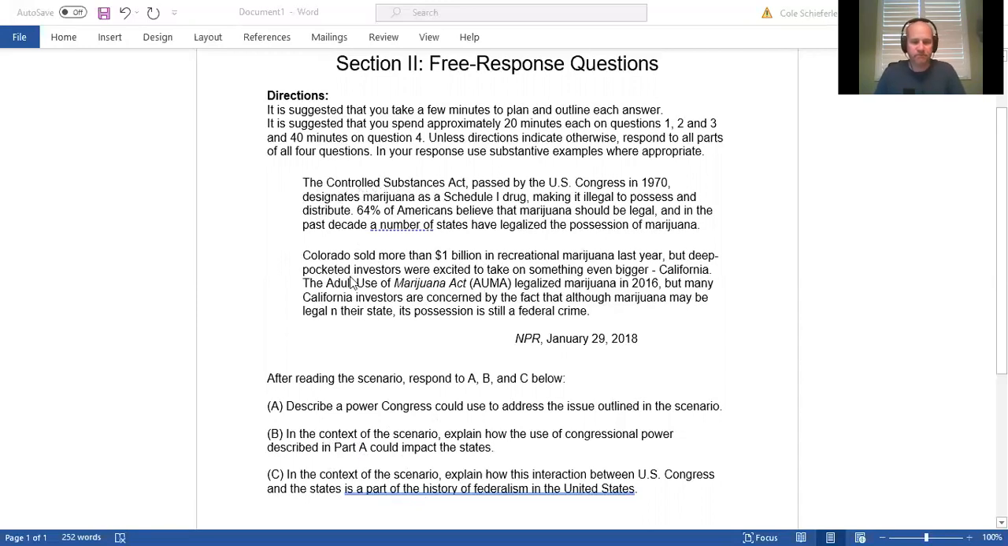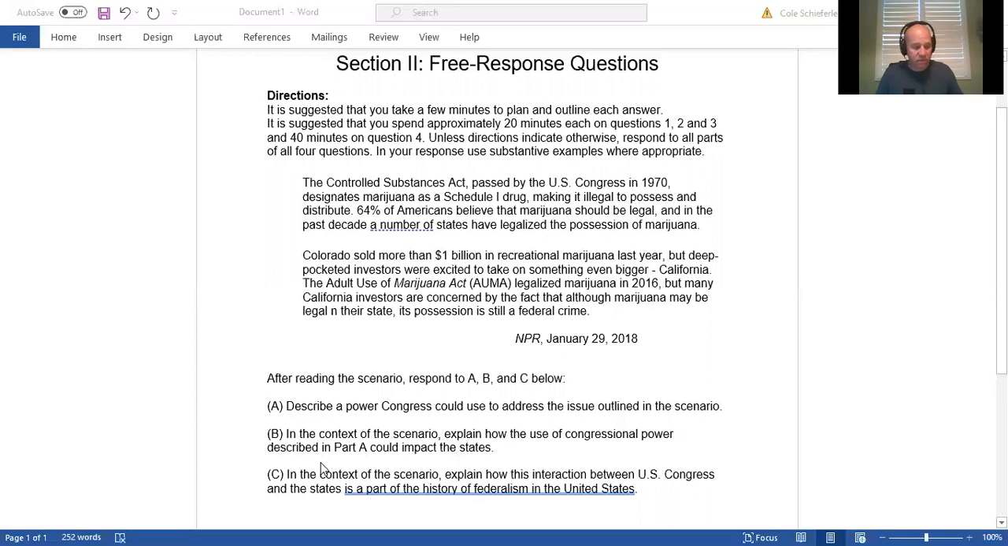The first thing we're going to do is break this down and figure out how many points this is worth. Before we start doing anything, we're going to underline or circle all the verbs. Here we go. Here's describe. Here's explain. Here's explain there, and how the congressional power described in Part A. So how many points is this worth, ladies and gentlemen?